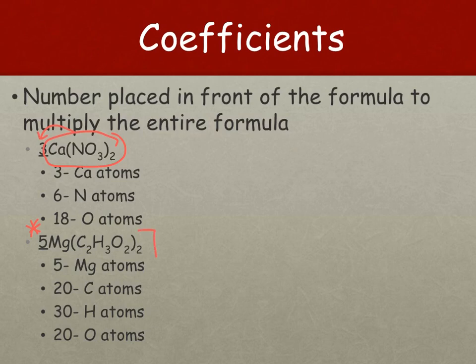I can't change this because the ratio here is that I need 1 magnesium for every 2 acetates because they have charges. C2H3O2 -1. I need 2 acetates for every 1 magnesium. I have to keep that ratio down. But if I needed more magnesiums and more acetates, I could multiply the entire molecule by a number and distribute it accordingly.